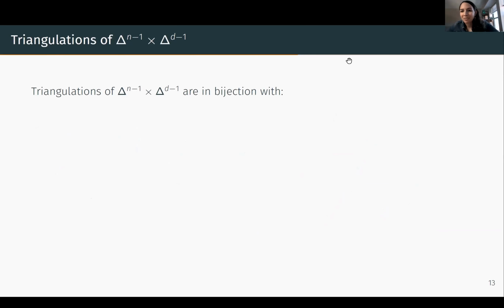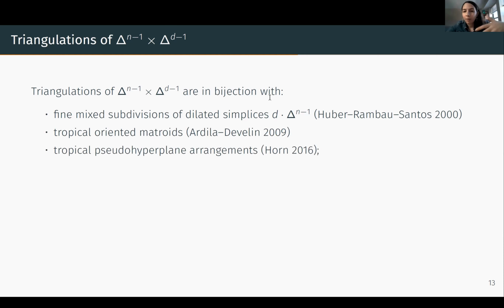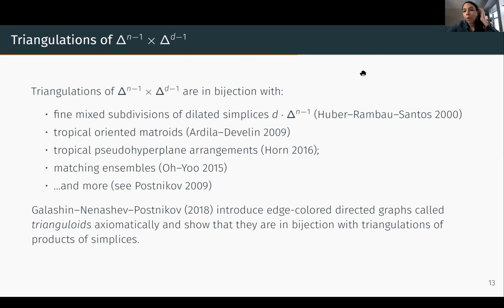I'm going to talk about triangulations of products of simplices. The triangulations of products of simplices are kind of magical. They appear in all kinds of different places. It turns out that they're in bijection with all kinds of different things: fine mixed subdivisions of dilated simplices by the Cayley trick, tropical oriented matroids, tropical pseudo hyperplane arrangements, matching ensembles, and more. And so there was this goal. Galashin, Nenashev, and Postnikov set out to try to axiomatize triangulations of products of simplices, okay?